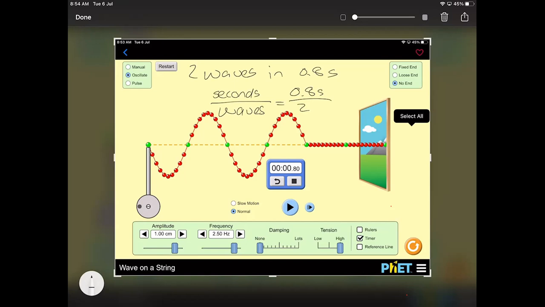And I'm going to leave the 2 unitless because waves are not technically a unit that we measure. They're just something that we can count. We can count the number of waves. So 2 in this case is just a number. It's a unitless quantity. We're not saying wave is a unit. We're just counting there's 2 waves. 1, 2. Cool. And that gives you 0.4 seconds.